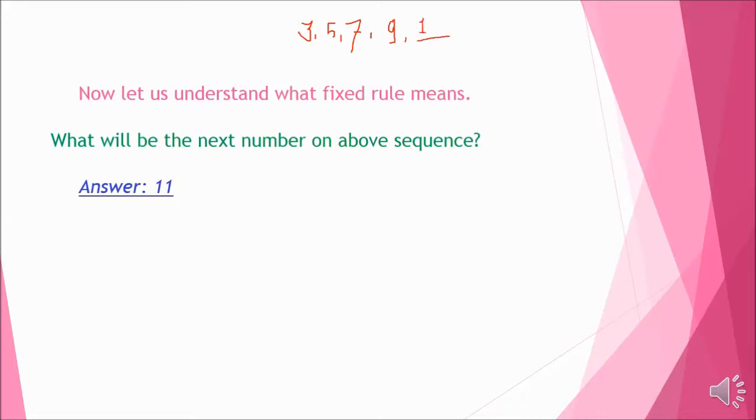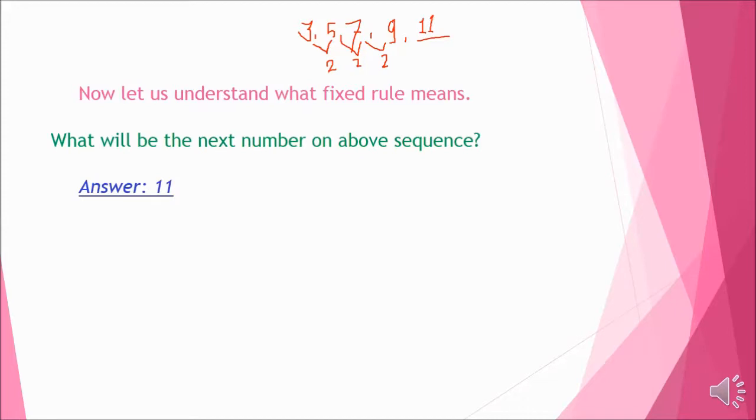You can say it's 11. You have guessed it correctly. And how were we able to say it is 11? We were able to say 11 by a fixed rule, because the numbers are associated with each other by a rule, that is 2. See, the gap is 2. This is a fixed rule. This is called a fixed rule.